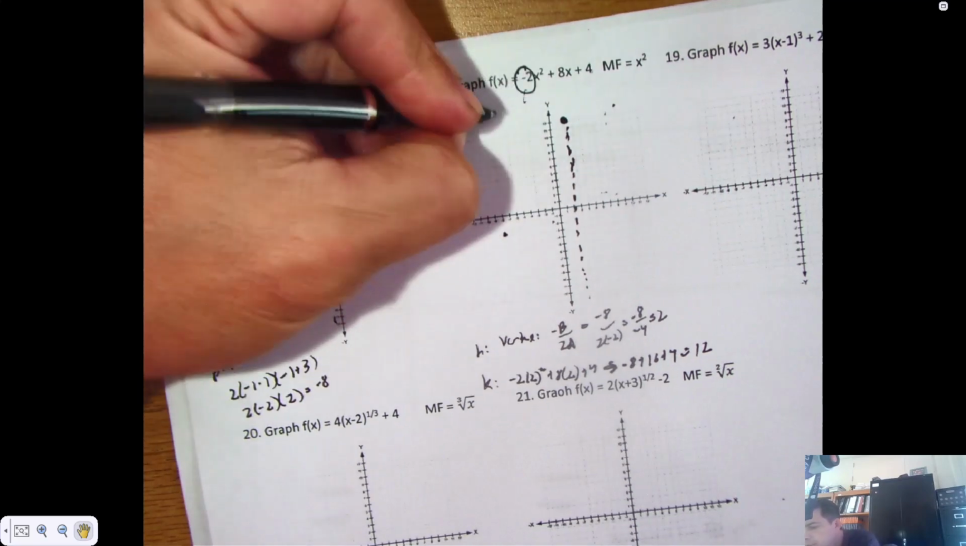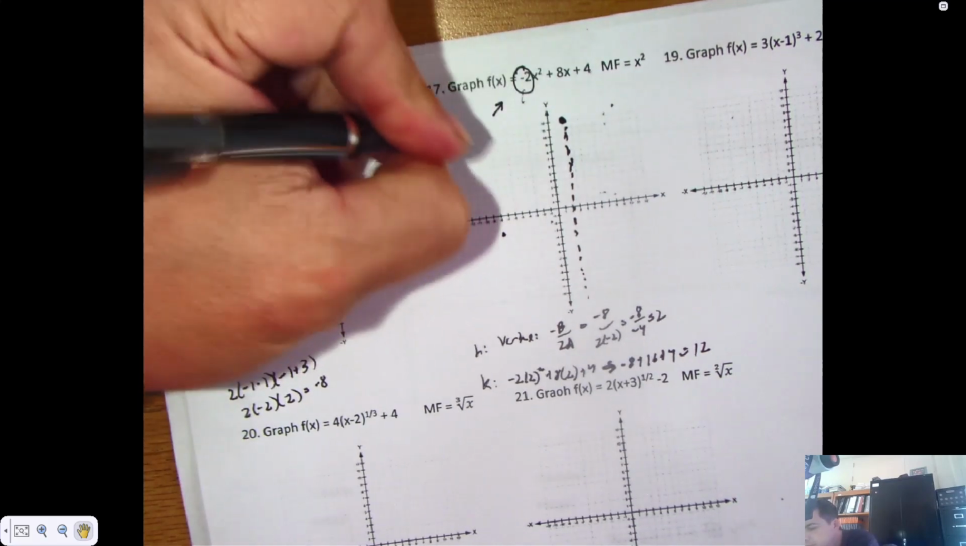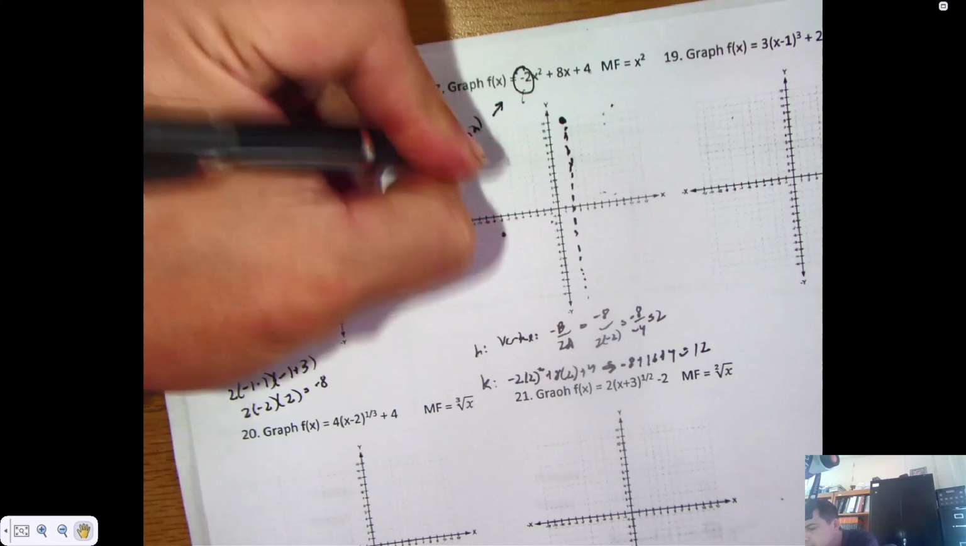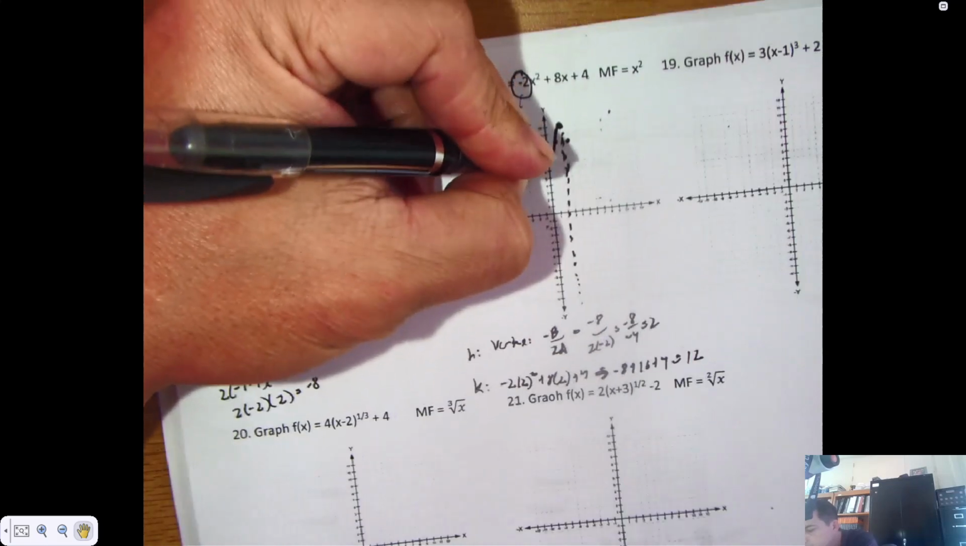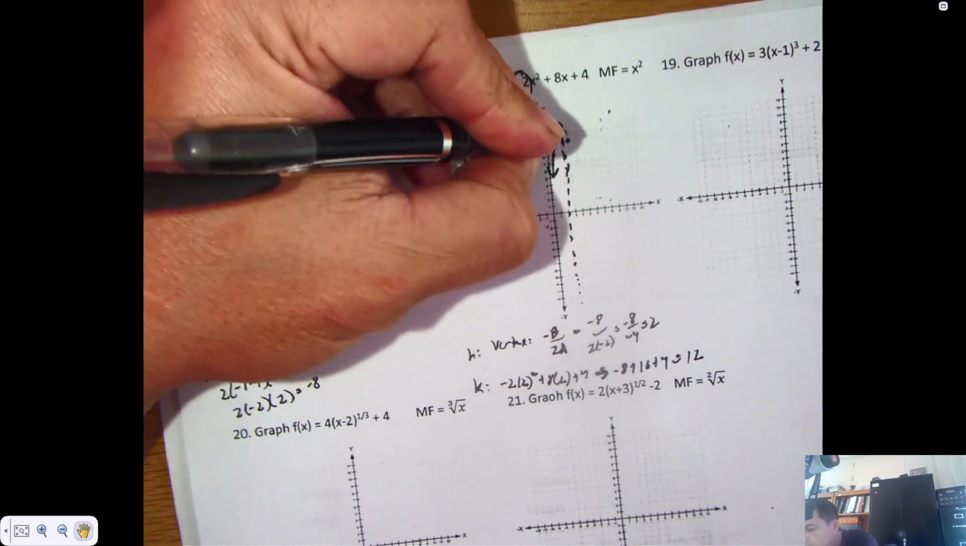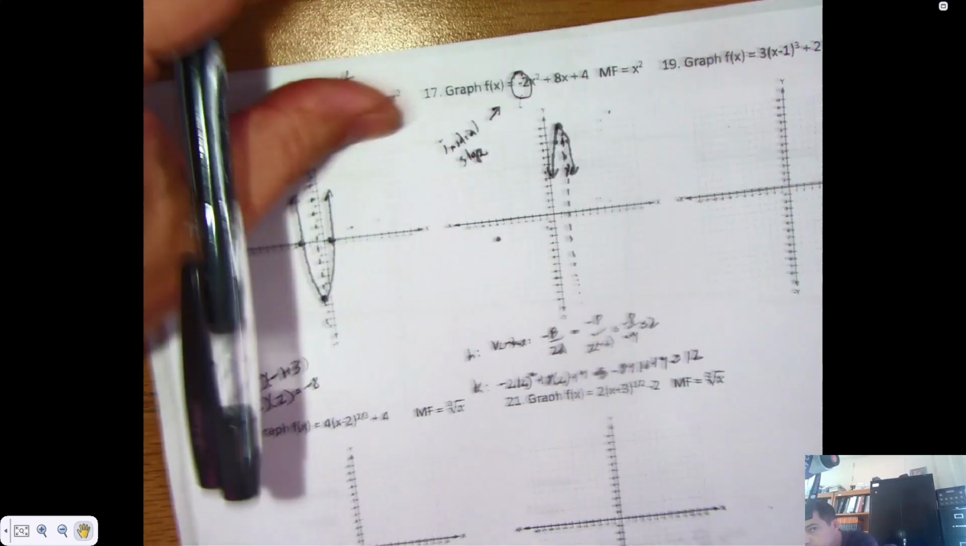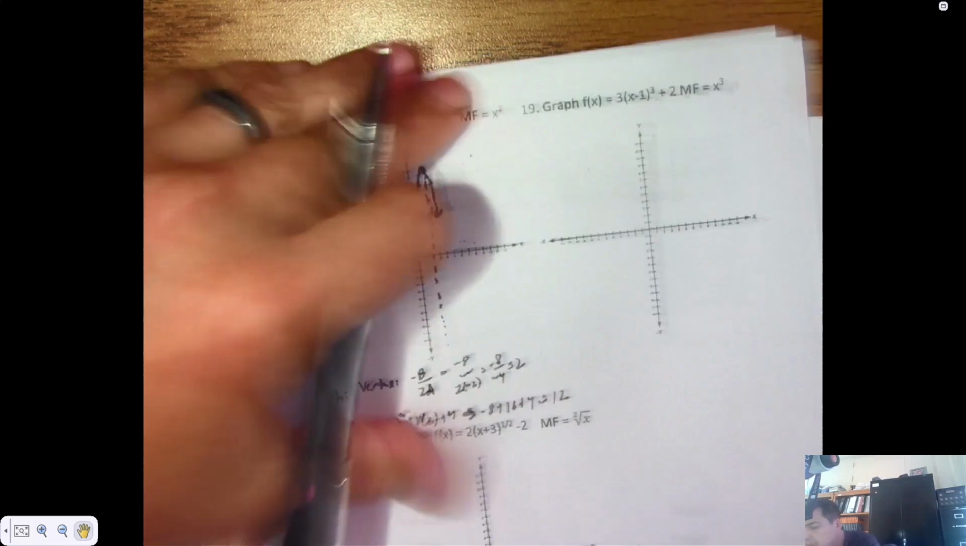And then here is my initial slope. I need to fall 2 and run 1. And she is a parabola. Kind of ugly looking there, but it is what it is.